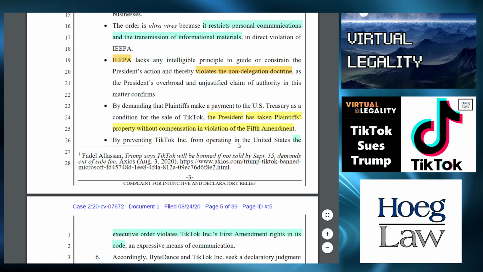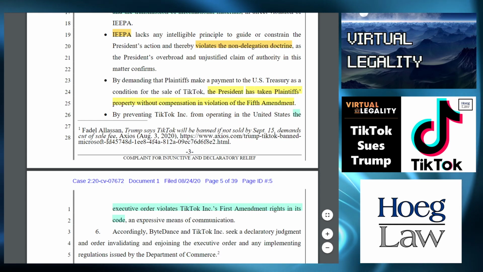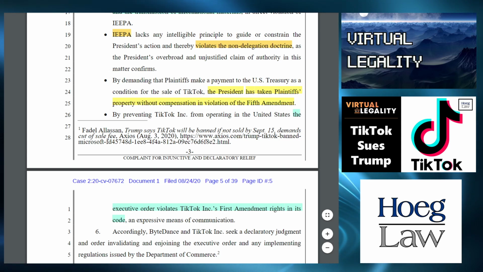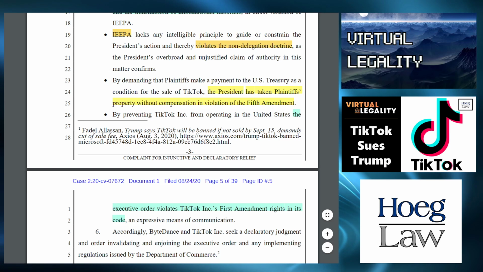They also say, by demanding the plaintiffs make a payment to the U.S. Treasury as a condition for the sale of TikTok, the president has taken plaintiffs' property without compensation in violation of the Fifth Amendment. This bullet strikes me as early. So they're going to talk about the fact that the president has made some, in my opinion, fairly silly comments about what should happen with the money that would come out of a transaction related to TikTok, how it should pay for the U.S. Treasury, and that represents a taking. The Constitution says the government can't take something from you without paying you for it. It hasn't happened yet, so I think the court would be likely to say, okay, that's bluster.